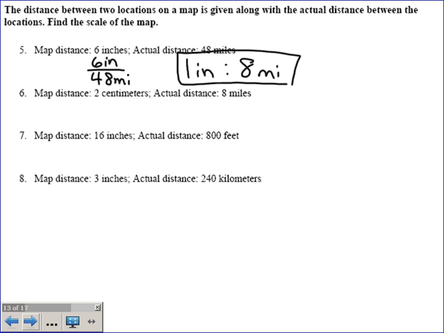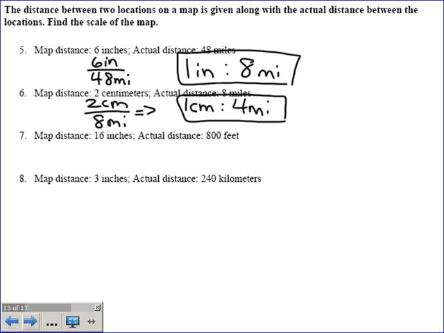And that's the way that I would write it, 1 inch to 8 miles. Scales are usually written with the ratio notation, just like that. All we did is we simplified the fraction. Those are both divisible by 6. 6 divided by 6 is 1. 48 divided by 6 is 8. Next we have 2 centimeters over 8 miles. Those are both divisible by 2. So we'd have 1 centimeter is going to represent 4 miles on your map. I think it's really good to write it in ratio notation. Generally speaking, scales are written in ratio notation.